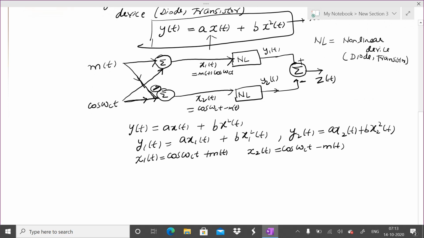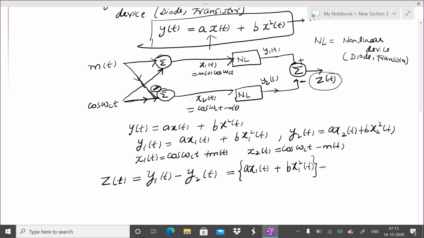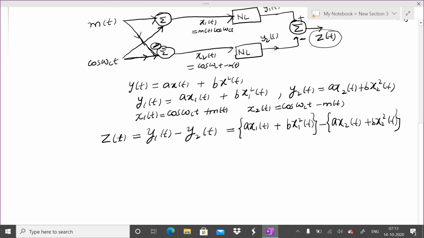Now the output here is z of t, as the design is there, so it is equal to y1 of t minus y2 of t, which is a x1 of t plus b x1 square t minus a x2 of t plus b x2 square t. So far so good.